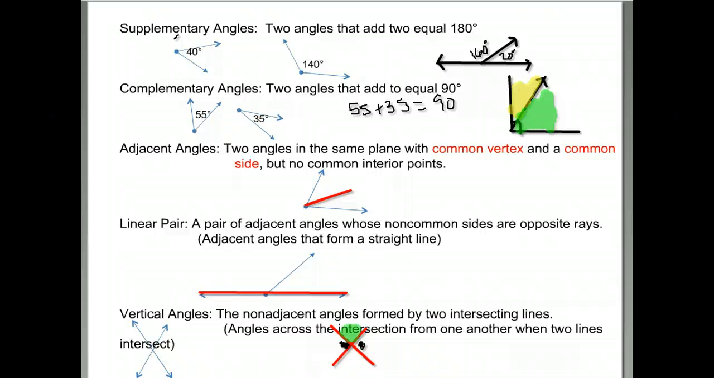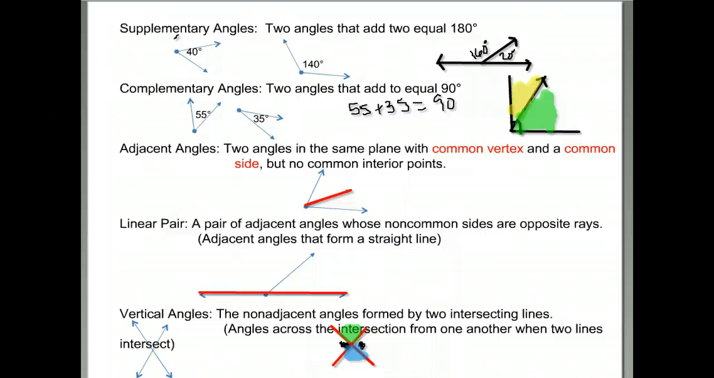So let me shade them. One of them green, this angle, and I'll do the other one blue. And this angle, those are a vertical pair. Yeah, it's when it makes an X, exactly. And each pair across from each other are vertical. The important fact about vertical angles is that they are always congruent. So when you have two lines crossing, the angles across the intersection from each other are the same size.